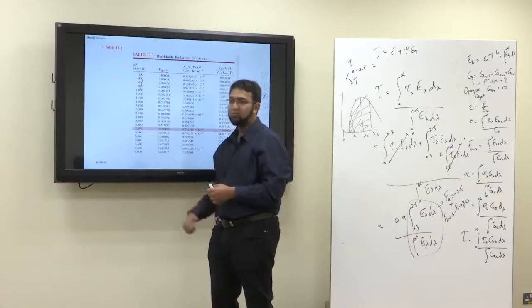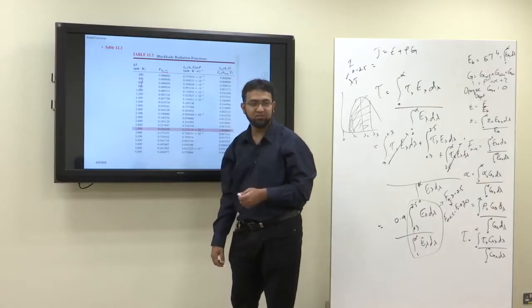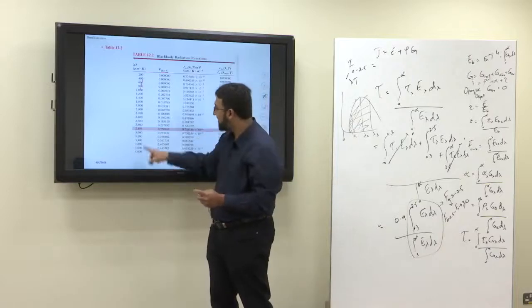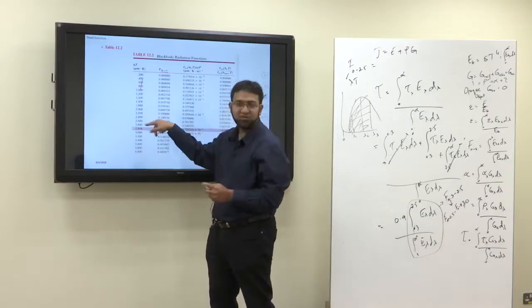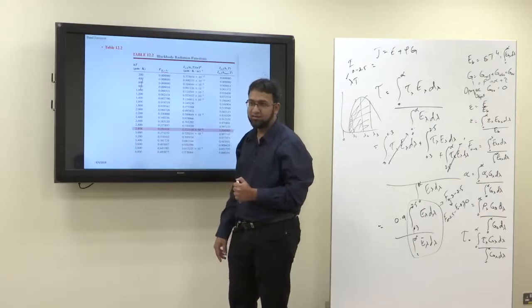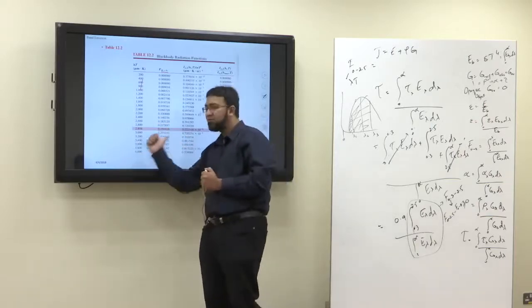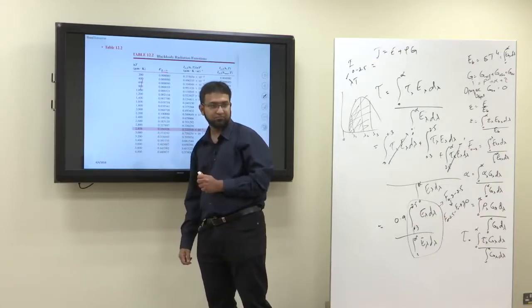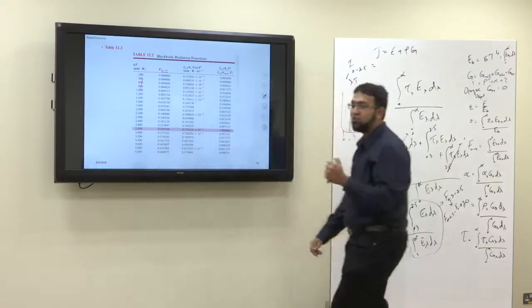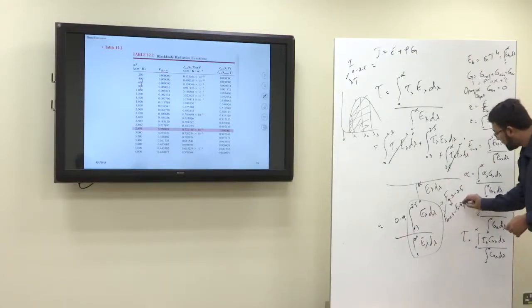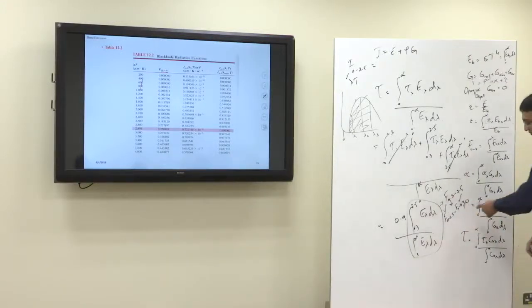Is it clear? 2.5 multiplied by 5,800. Whatever the value, you will find that value here. If that value is not exact, then you will interpolate. Corresponding to that value, you will find f. Okay? And then once you know f, you will substitute the f value here.